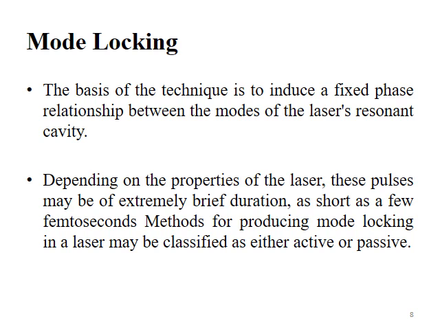Interference between these modes causes the laser light to produce a train of pulses. Depending on the properties of the laser, these pulses may be of extremely brief duration, a few femtoseconds. Methods for producing mode locking in a laser may be classified as either active or passive.